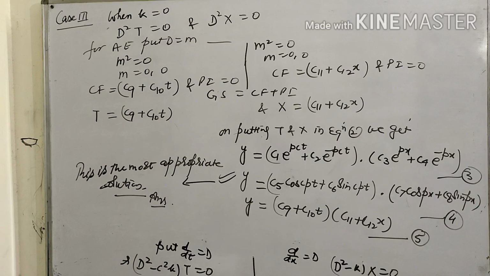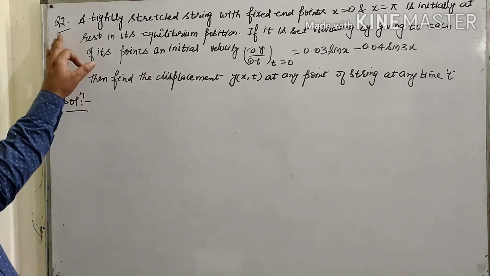So from now we will directly take minus p square in place of small k in the next examples. So this is the second question.